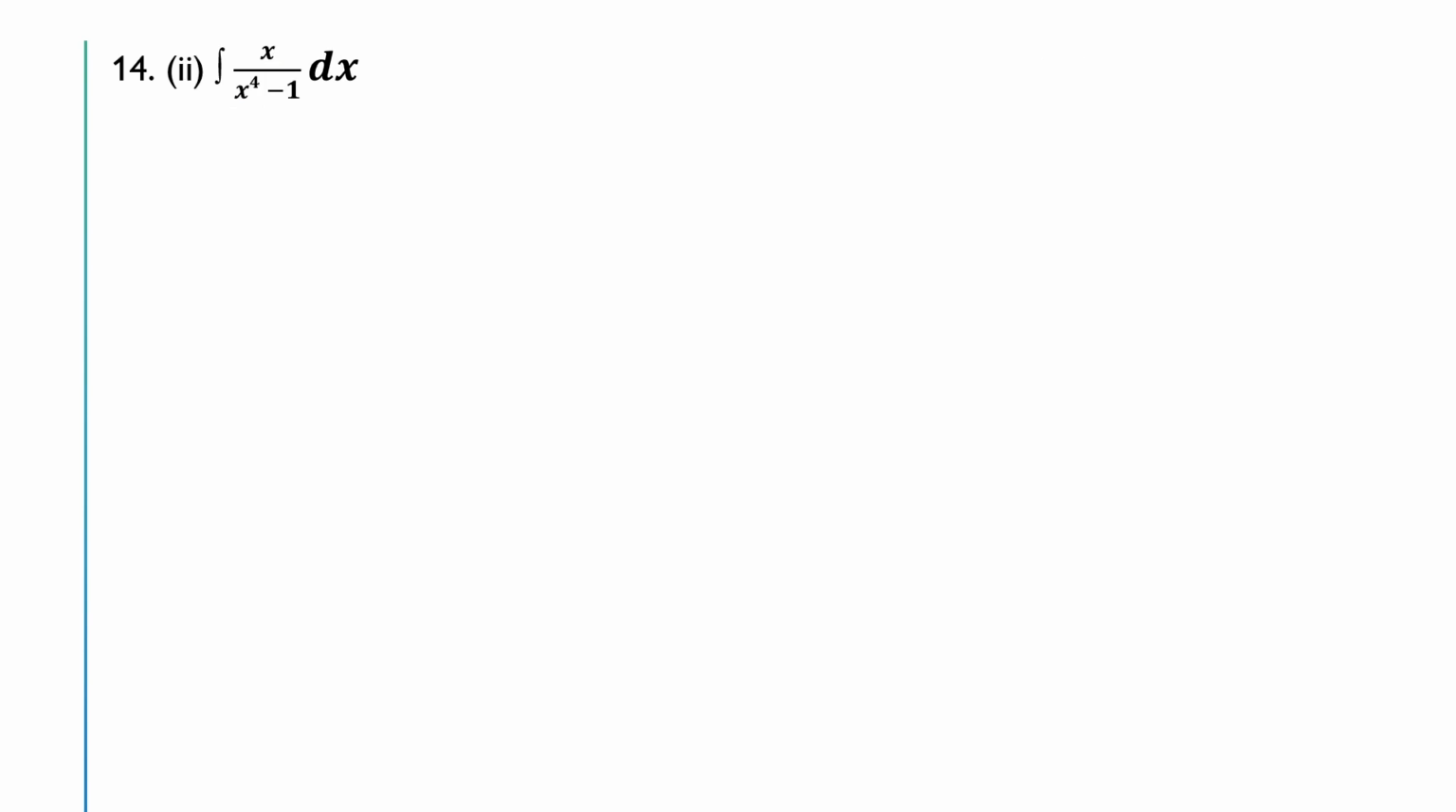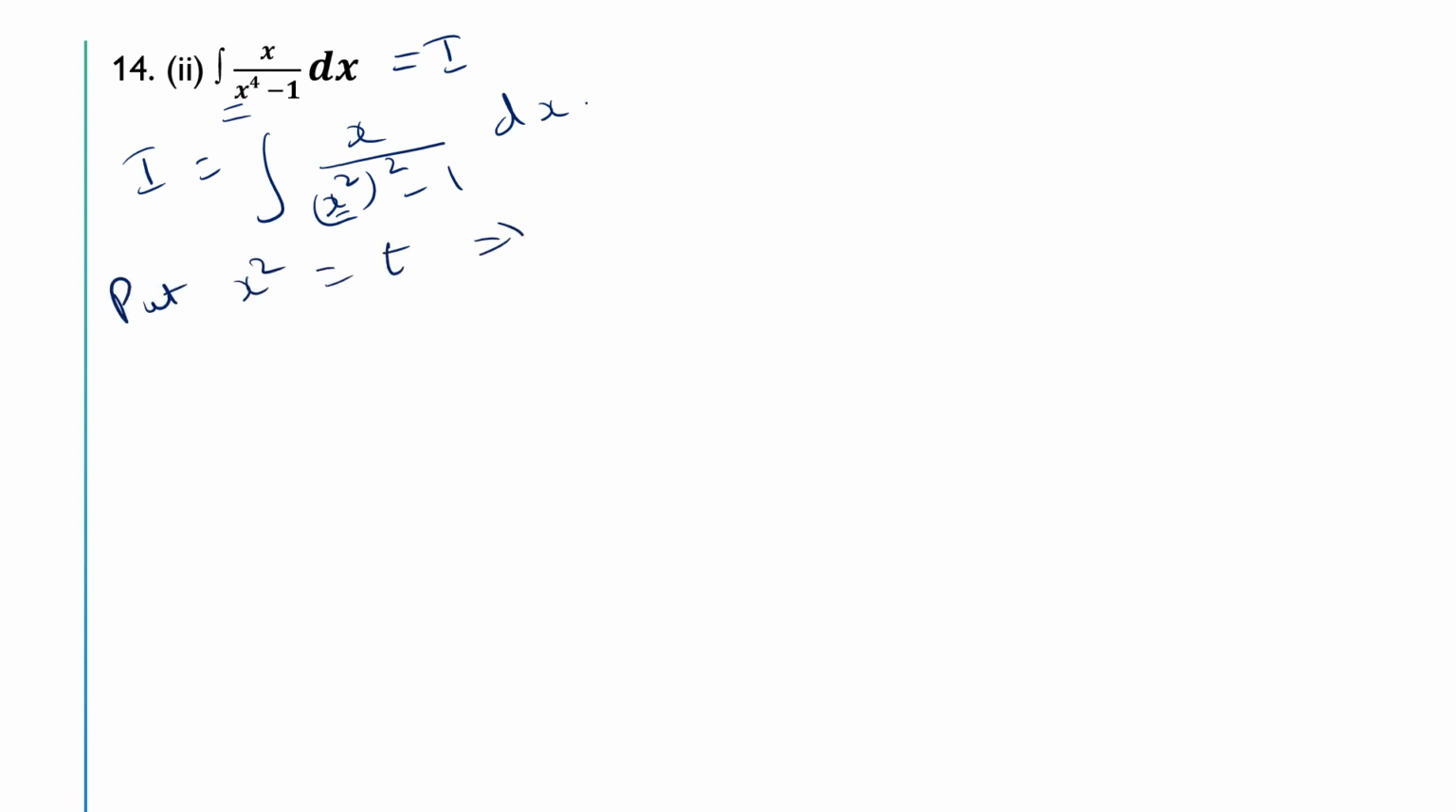Next question, integral x upon x raised to 4 minus 1 into dx. So let us take this as equal to I. So here we can see that we can write this as integral x upon x square the whole square minus 1 into dx. Now we can do substitution. We can put x square equal to t, so that x dx will be equal to half dt. So the given integral becomes half integral dt upon t square minus 1.